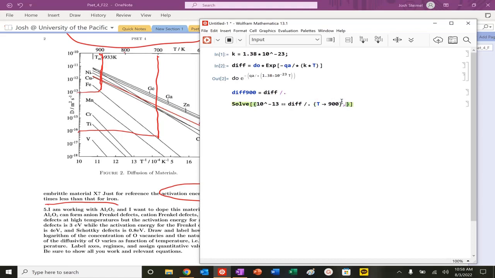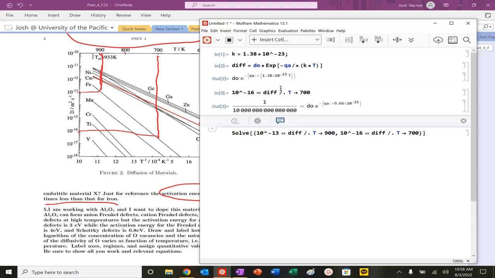because I'm going to basically say, I don't need that, I just do this. And then I could also say that 10 to the minus 16 set equal to diff slash dot t goes to 700. What does this look like? So let's just pull this out. I'm basically setting this equation up like this, like so.